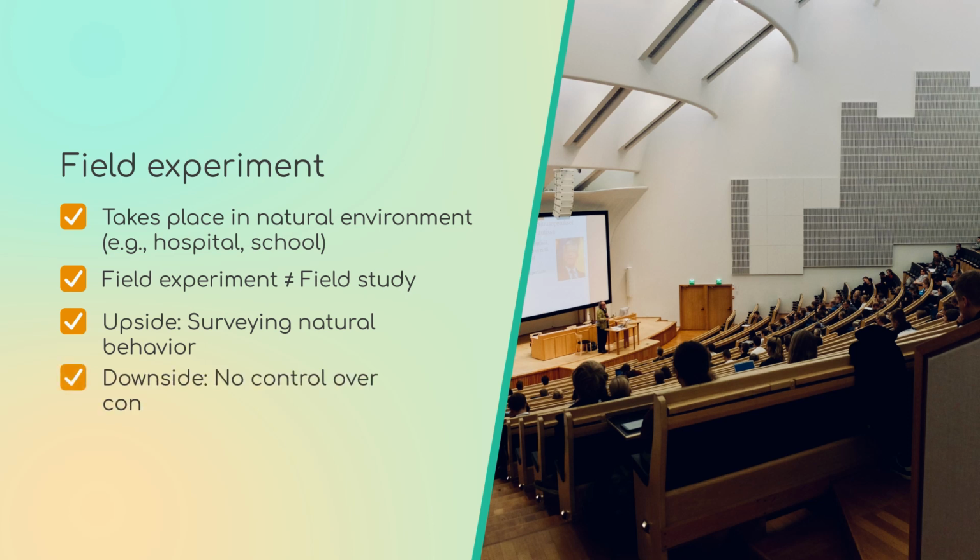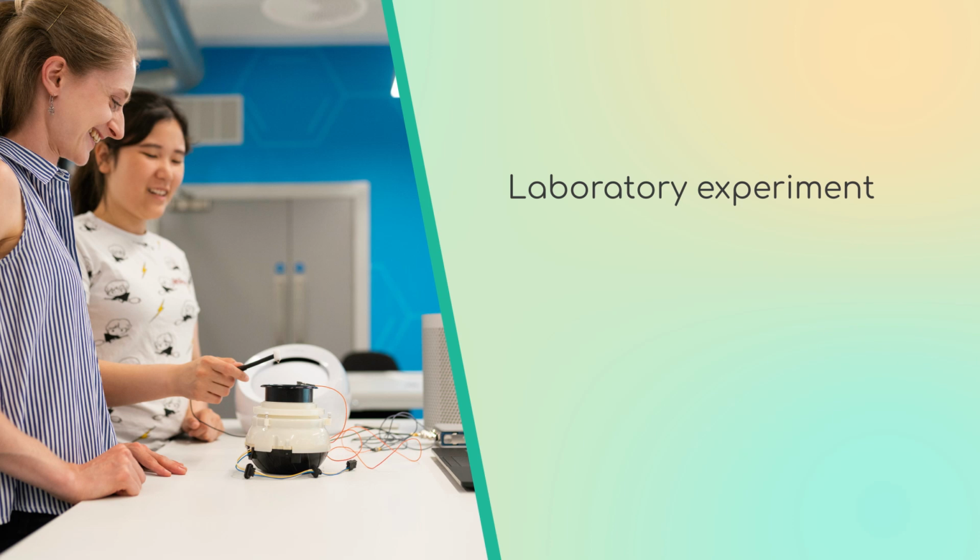The disadvantage, however, is that the natural environment makes it more difficult to control confounding variables. Similarly, if the stimulus is manipulated too frequently, there is a risk of complicated and inaccurate evaluation. In terms of the location of the investigation, the laboratory experiment is the counterpart to the field experiment. Here, the experiment takes place under laboratory conditions, i.e. in an artificially created environment.